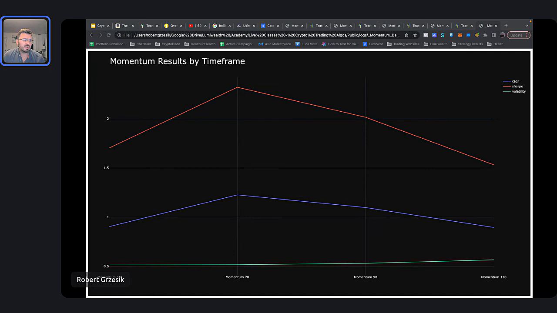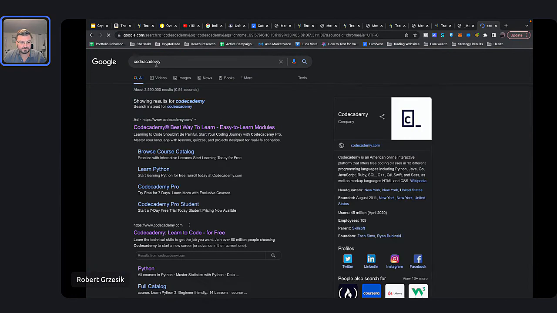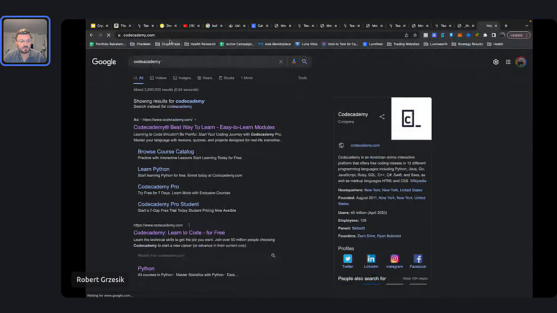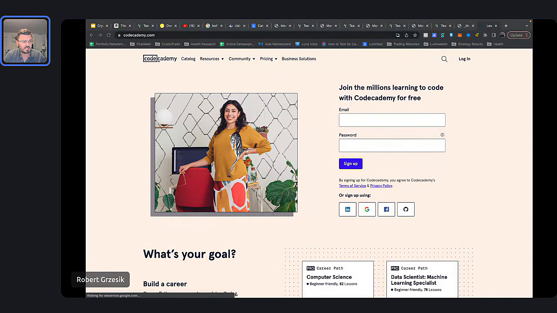What's the best resource you would recommend to start learning Python? I think Codecademy is pretty good to get started, right? Codecademy. These guys are really good. They cost a little bit of money, but they're pretty cheap. It's like $40 a month or something to learn Python 3. I think that's a good one.